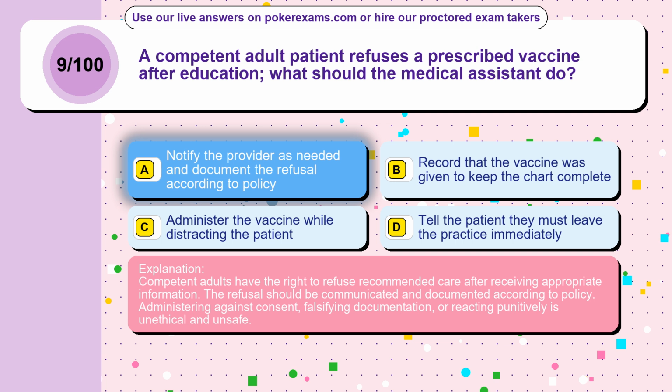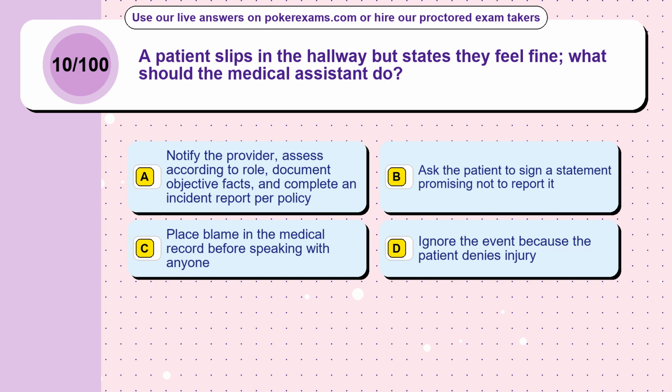Competent adults have the right to refuse recommended care after receiving appropriate information. The refusal should be communicated and documented according to policy. Administering against consent, falsifying documentation, or reacting punitively is unethical and unsafe. Question 10. A patient slips in the hallway but states they feel fine. What should the medical assistant do?